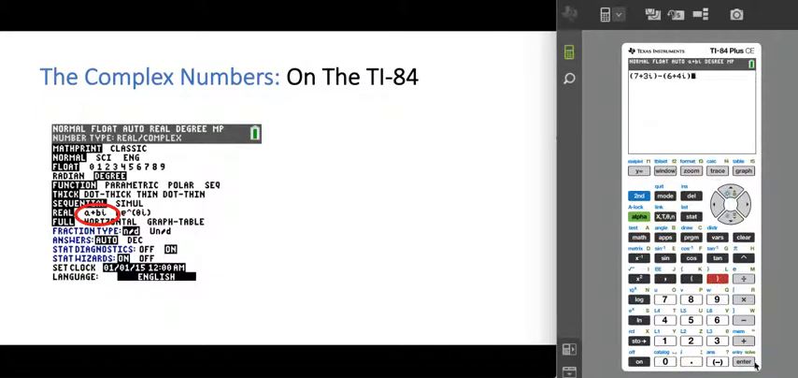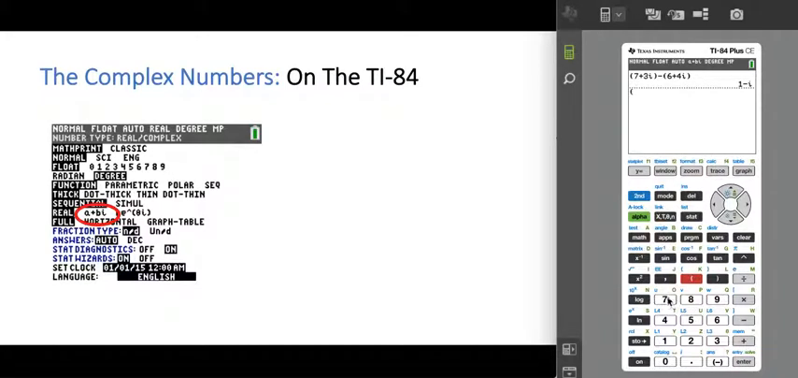And the calculator will do the calculations for you. So you can see 7 plus 3i minus 6 plus 4i is 1 minus I. And it did the calculations for you. Now, I personally think it's easier to do adding and subtracting in my head. Some students don't like FOIL.